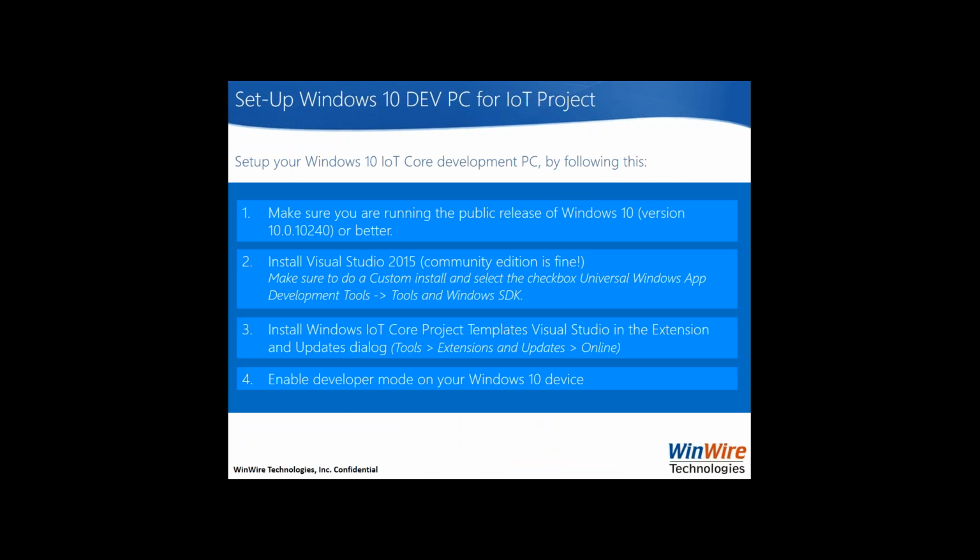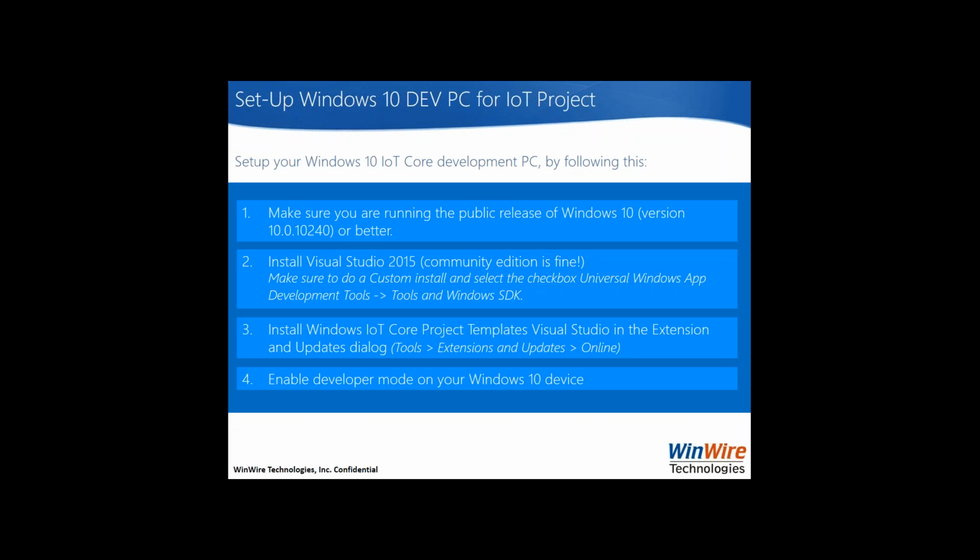The next thing that you need to do is have a PC with Windows 10 installed on it. You have to have the public release version 10240 or higher. Once you have the PC ready with Windows 10, you have to install Visual Studio 2015 on that, because the UWP applications are not supported by previous versions of Visual Studio. So we will need to have Visual Studio 2015. Even Community Edition is fine, which is a free edition provided by Microsoft.